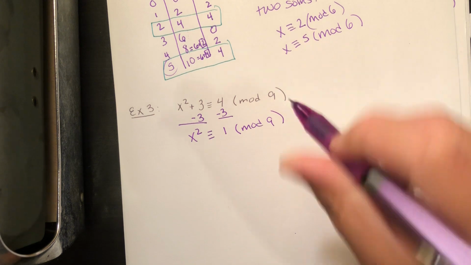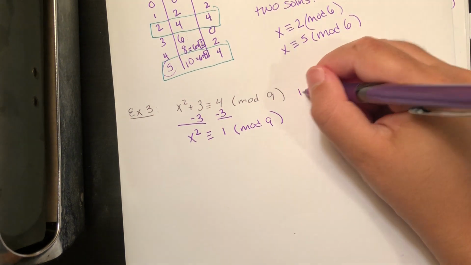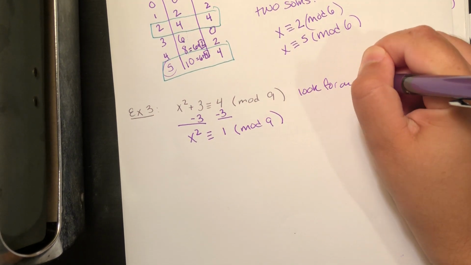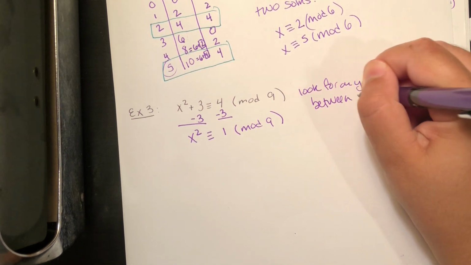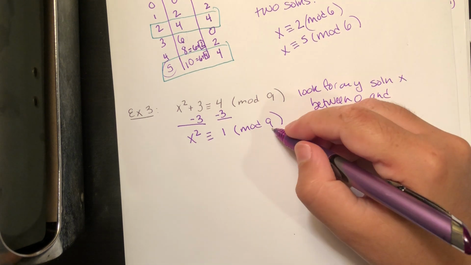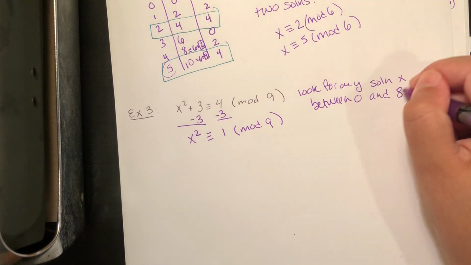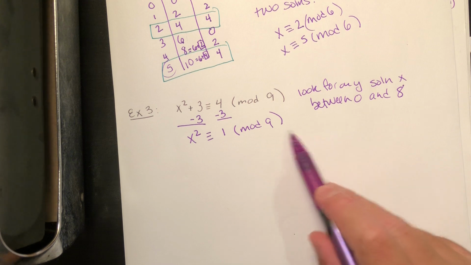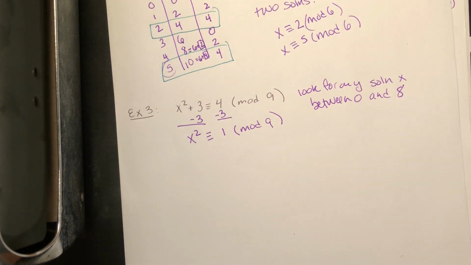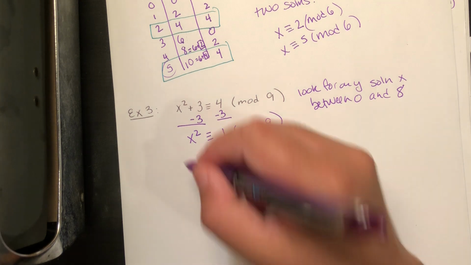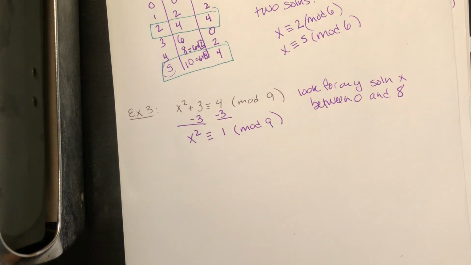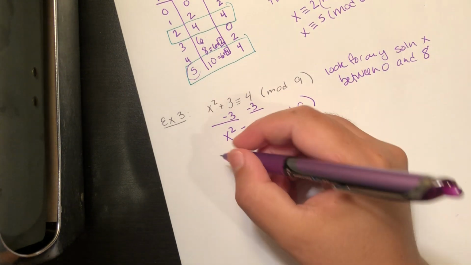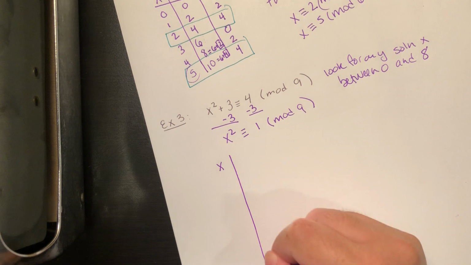So what I'm looking for is any solution x between 0 and 1 less than the modulus of congruence, right? 0 and 8, because once we get back to 9, 9 is equivalent to 0, and we've looped back around again. You might be tempted to take the square root of both sides, but it doesn't actually work that way. And so what we want to do, just like before, is list out all of our possible solutions.